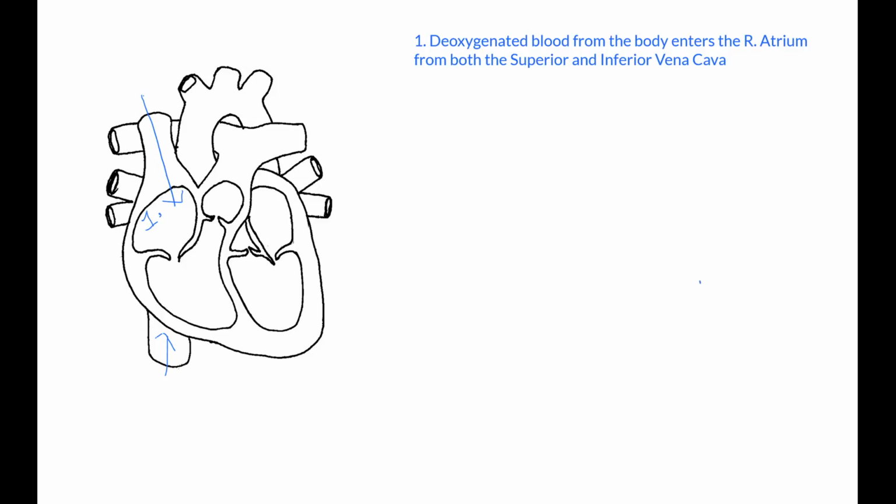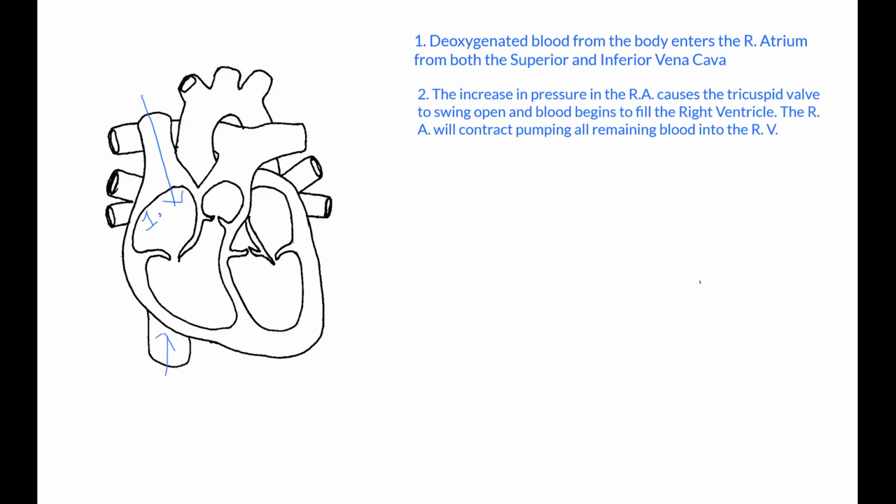All right, step number 2. The pressure inside of the right atrium is going to increase, and that's going to cause the tricuspid valve here to swing open, and this is going to allow the blood from the right atrium to rush into the right ventricle. Eventually, the right atria is going to pump, and so all the blood is going to now be inside of the right ventricle. And that is step number 2.